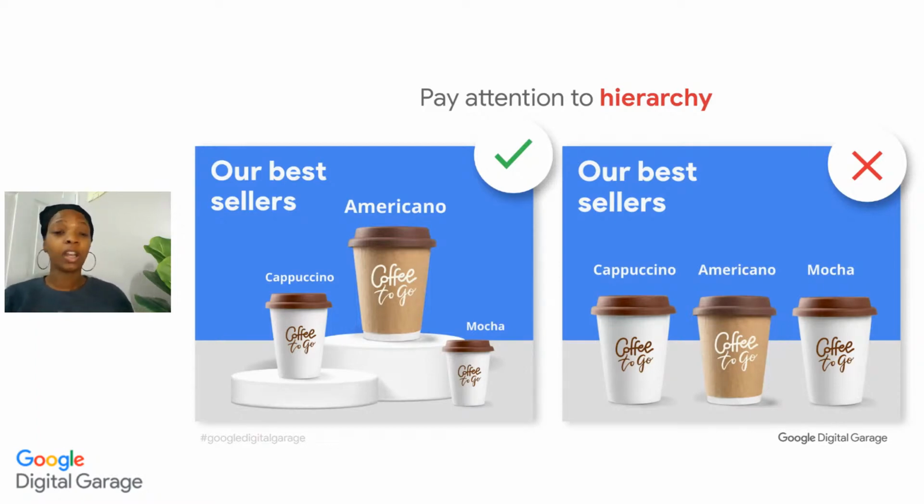Now, me personally, I would have absolutely no clue because they are all on the same level. The only thing that differentiates them is the fact that the Americano is in a brown cup, but that's it.